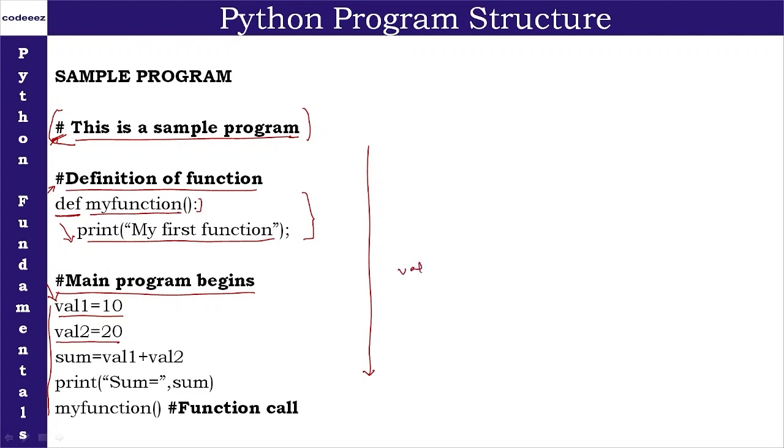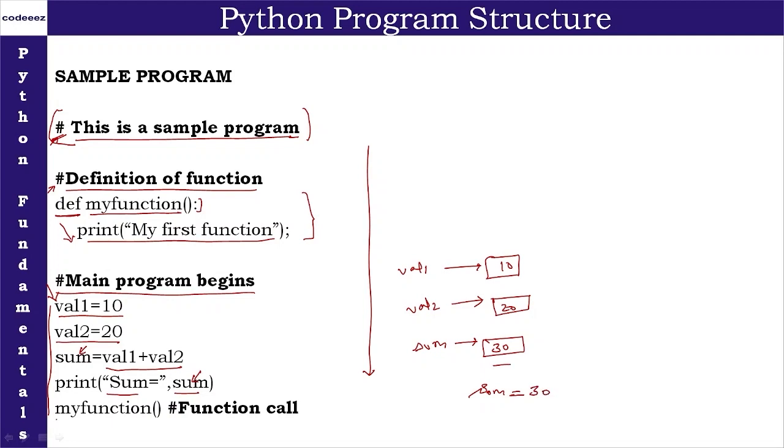So val1 will be pointing to a memory location having the value 10. Val2 will be pointing to a memory location having the value 20. Sum equals val1 plus val2 means 10 plus 20 gets stored in the variable named sum. So sum will be pointing to a location in memory where the value 30 is stored. Then the print function is used: a message "sum equals" and the value of the sum variable, that is 30, will be printed on the screen.